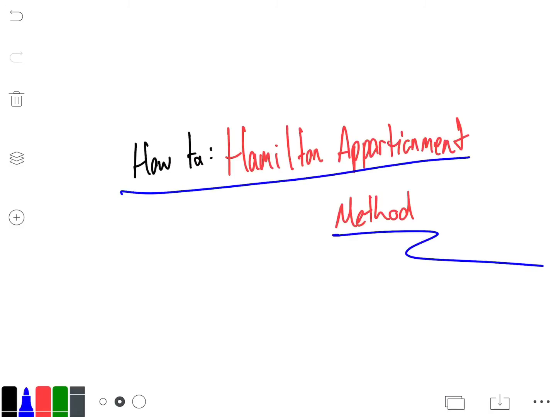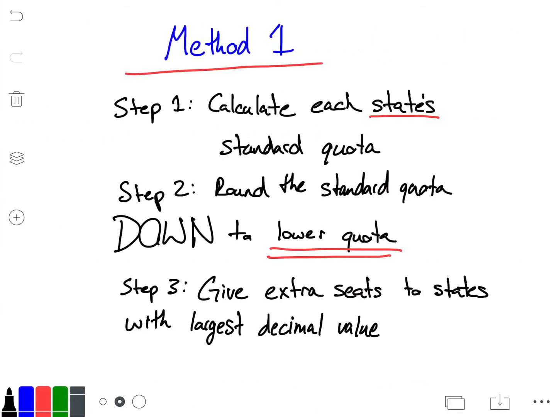In this video, we will be covering how to use the Hamilton apportionment method. There are really two methods to doing the Hamilton method. Either one is perfectly fine. They will end in the same result. But step one for method one is going to be calculating each state's standard quota.